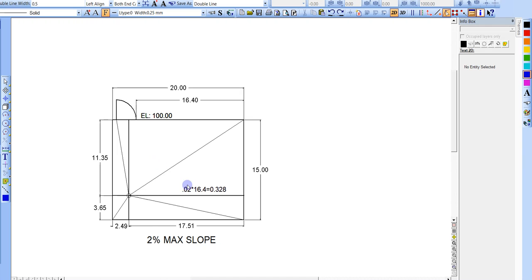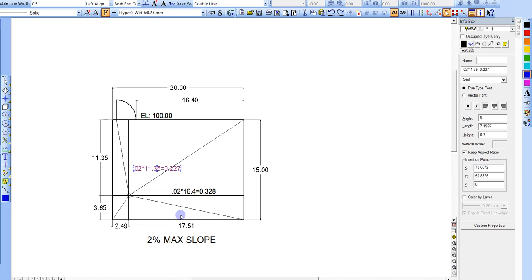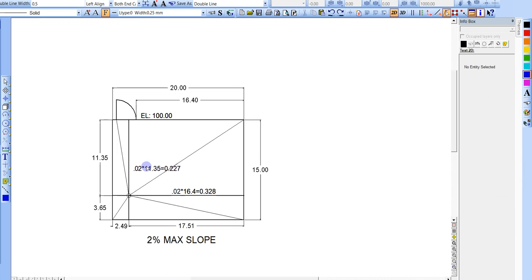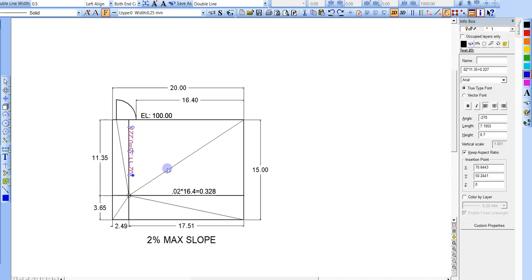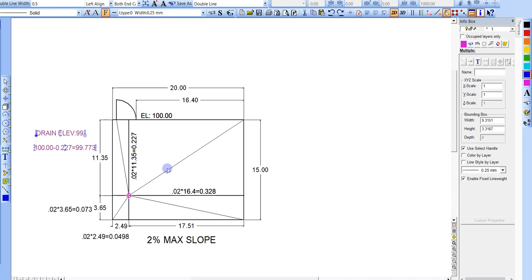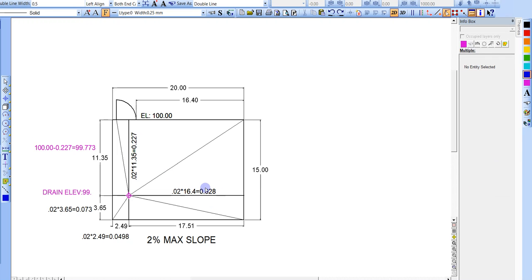And so I start going through the calculations. 2% times 16.4. I don't know why I did 16.4. It's 17.51. Let's go forward a little bit. Oh, here you go, 16.4. That's where I picked it up. It's incorrect. It should be 17.5. And then 2% times 11.35, that's going to be 0.227, which is about 2.23, right? So let's just go through and do the calculations here, and then I'll change that one that I missed. So this one here is the one I missed, right?